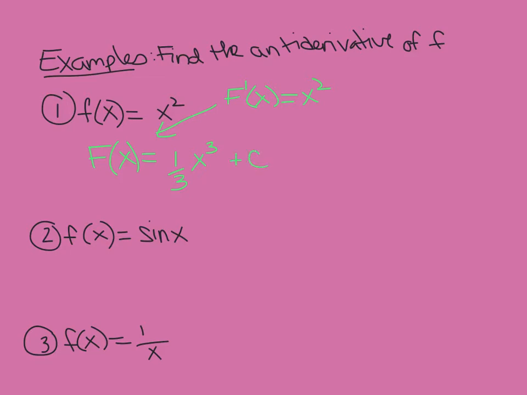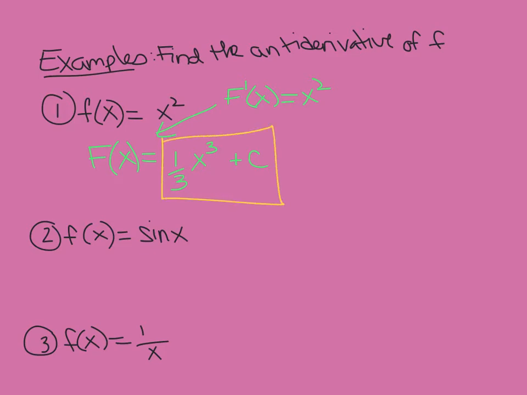So you can go back and check your answer by remembering how to take the derivative of capital F of x. If you take the derivative of 1/3 x to the third, you will get x squared, which is what you started with. If you take the derivative of a constant c, you get 0. So that also goes away. So this right here is my answer.